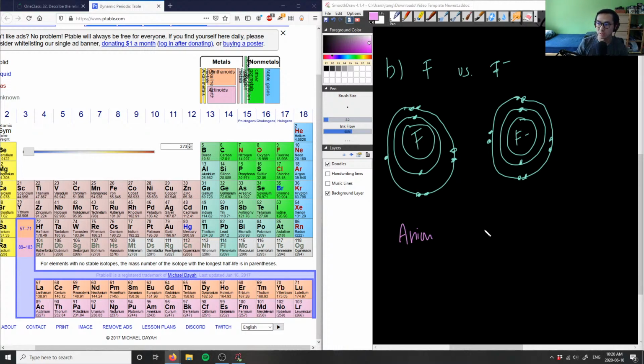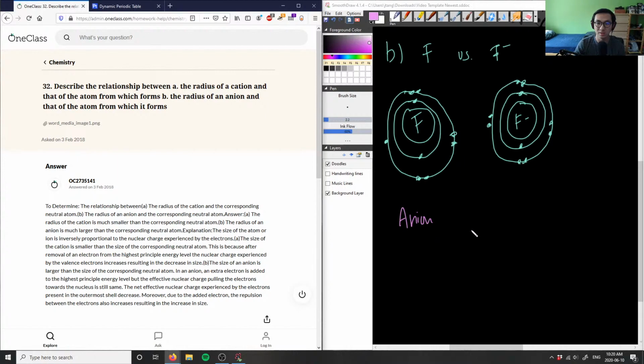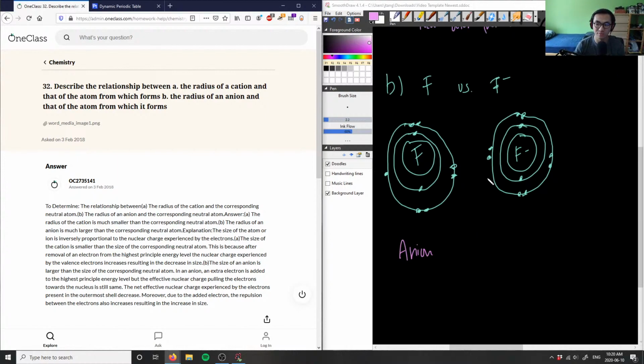So let's look at this. This is a typical trend here. But specifically for fluorine, fluorine actually doesn't follow this trend, because it has a full shell, so the ion tends to be actually smaller than the fluorine neutral atom. So in this case, fluorine actually doesn't follow the trend.